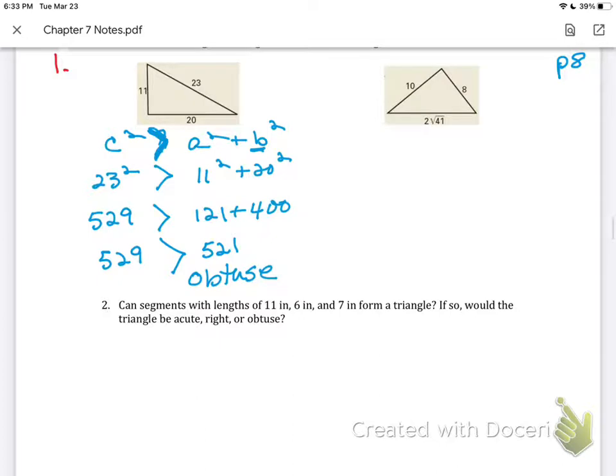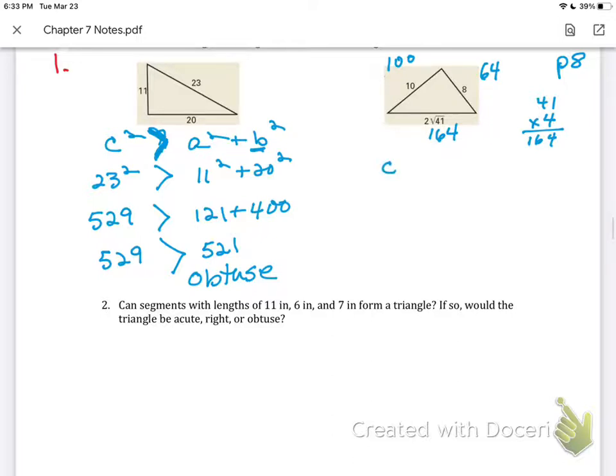Okay, one more. So this one has 2 root 41. I'm going to go ahead up here and just square everything. So this is 64, this is 100, and this is 4, because 2 squared is 4, and then times 41. So that is what? 164. So now I know that 2 root 41 is the biggest side.